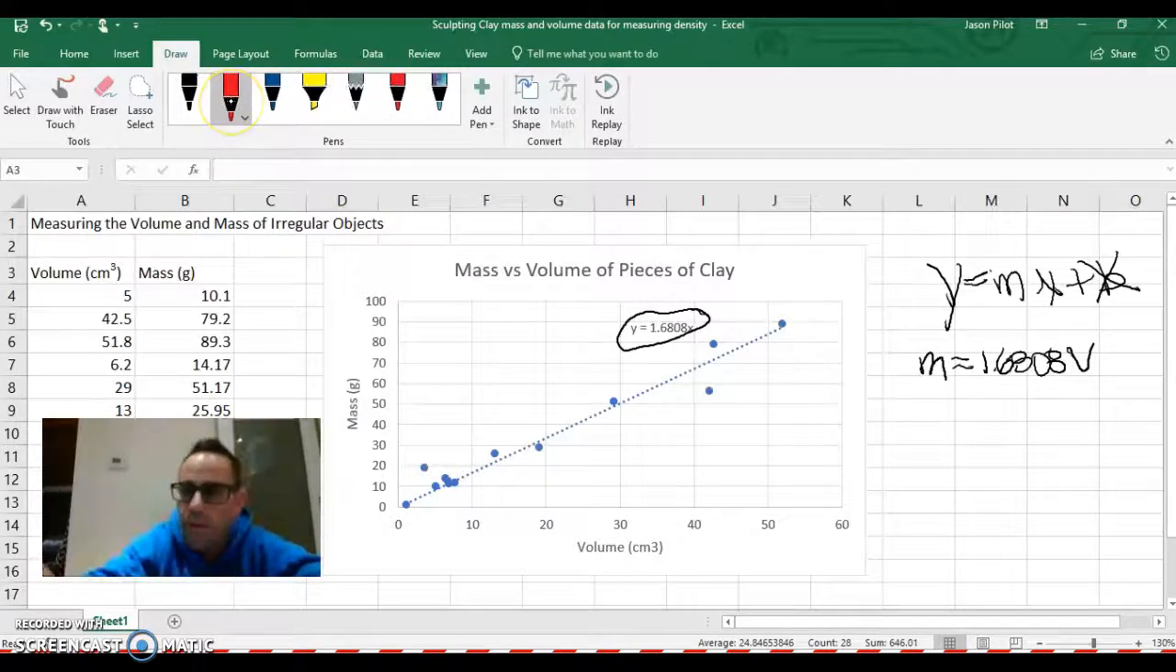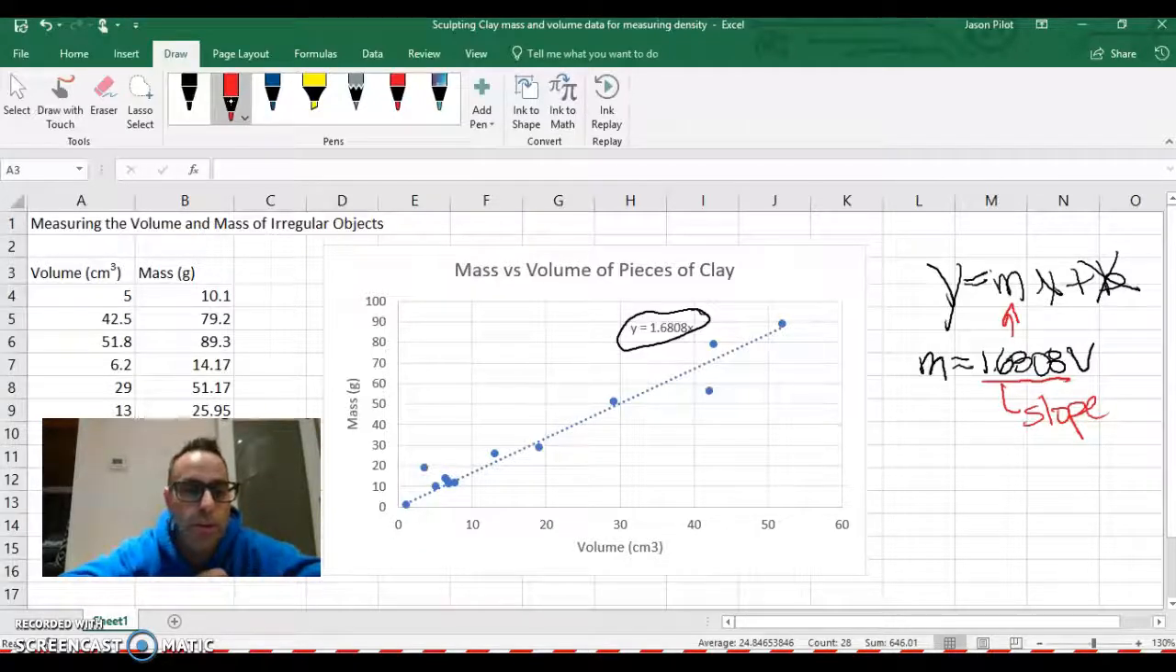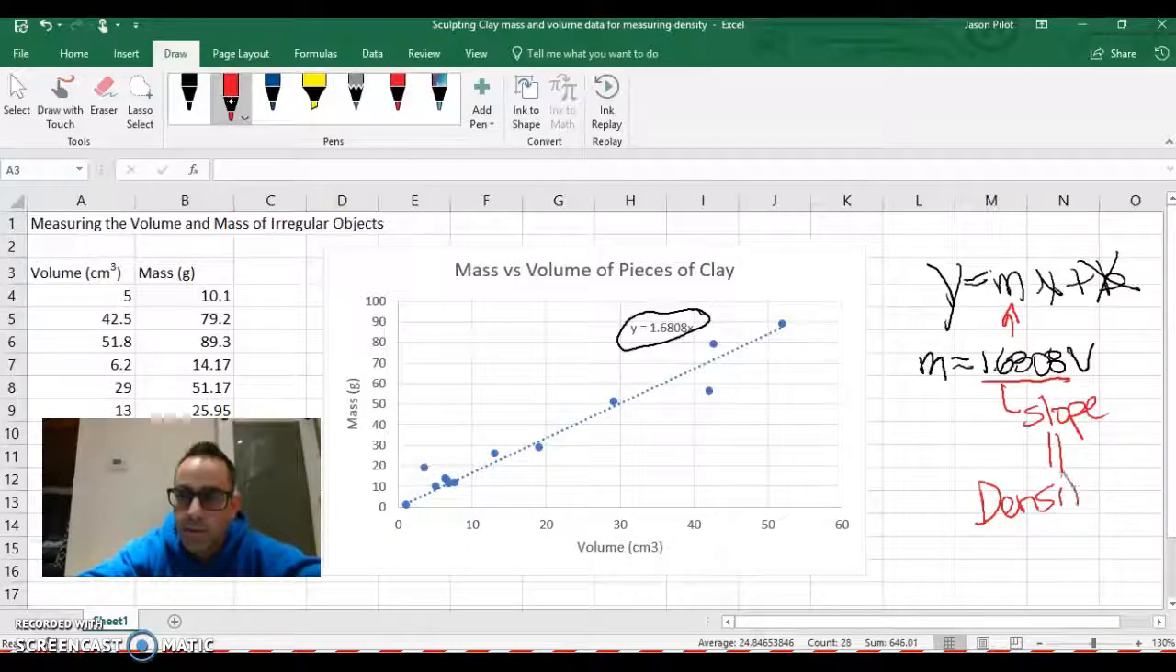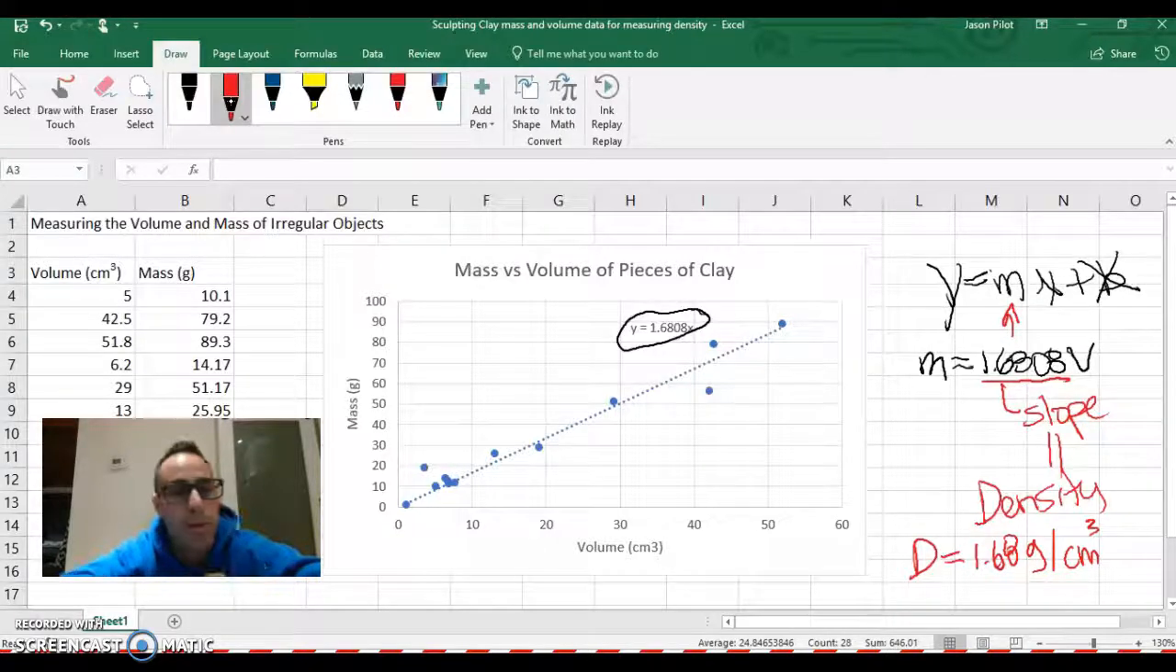And it turns out that this number right here, which would be m in the equation of the line, which we would call our slope, also represents a fundamental property of all matter, and that is, in this case, our slope is equal to density. So the density of this clay is equal to 1.68, and we'll just leave it at that, 1.68 grams per cubic centimeter, or grams per milliliter, because cubic centimeters and milliliters are interchangeable.